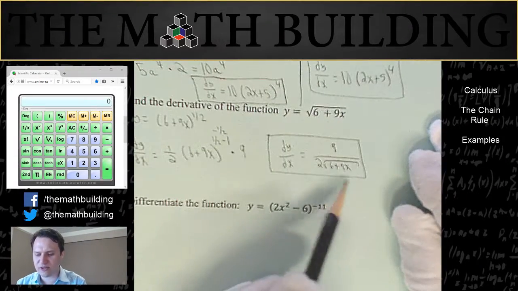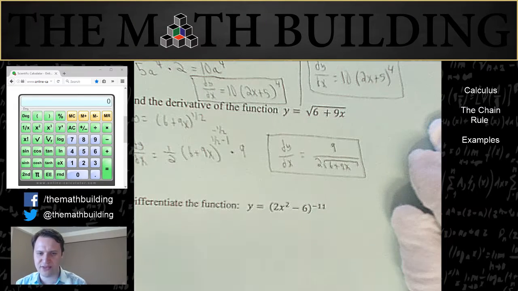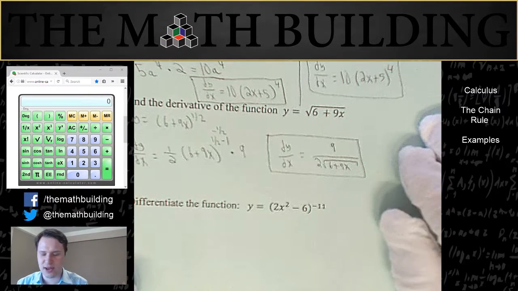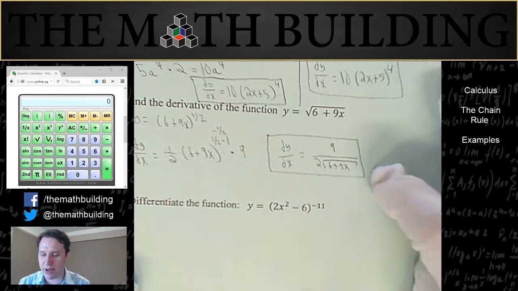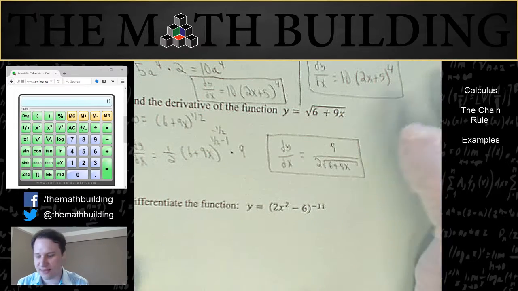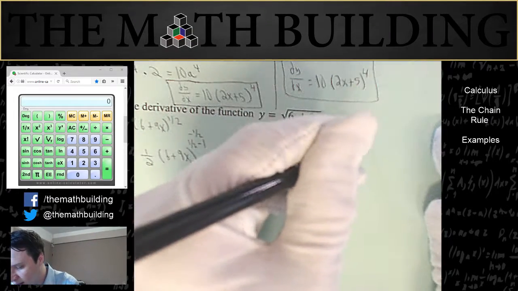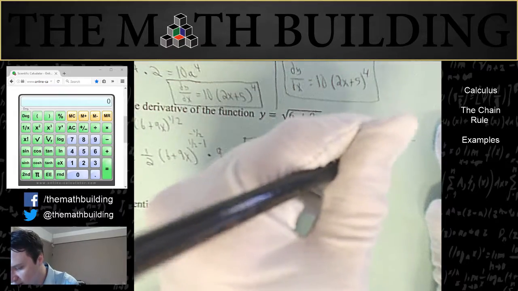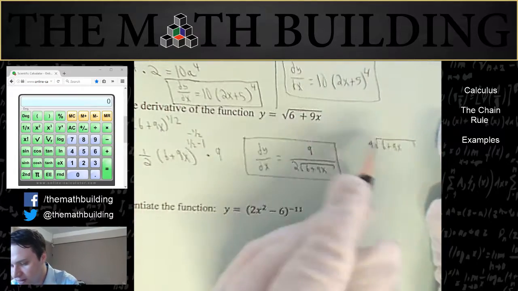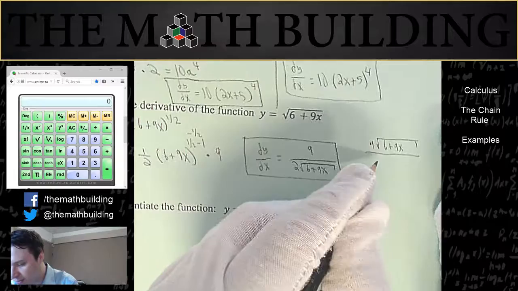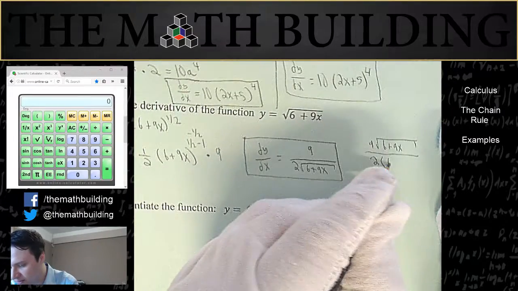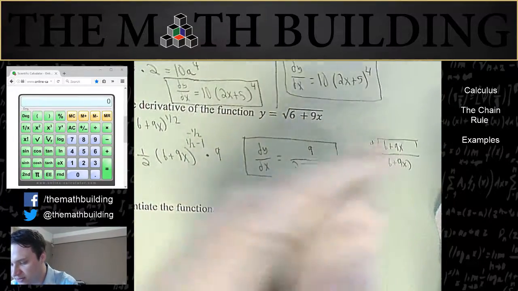I know we're not supposed to leave square roots in the bottom, and in case the homework doesn't accept your answer, you may need to multiply the top and the bottom by the square root of 6 plus 9x. If you did that, you would get 9 times the square root of 6 plus 9x on the top, and on the bottom you'd get 2 times (6 + 9x), but that's just a little icing on the cake, I think.